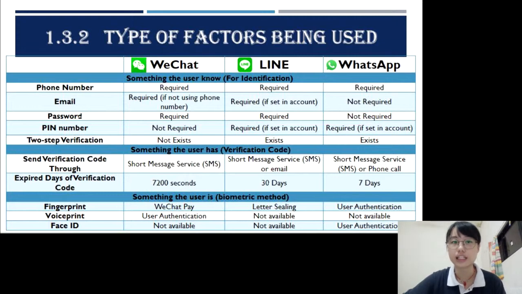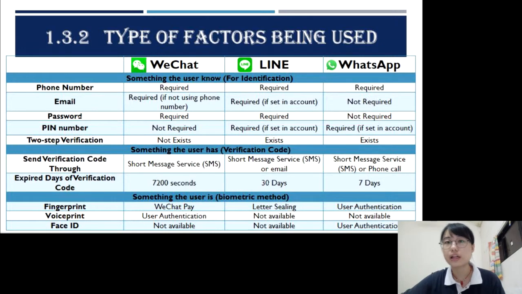feature, which is Letter Sealing. Letter Sealing is about end-to-end encryption for chat room messages. So usually they use the fingerprint to see the messages that are locked by Letter Sealing.